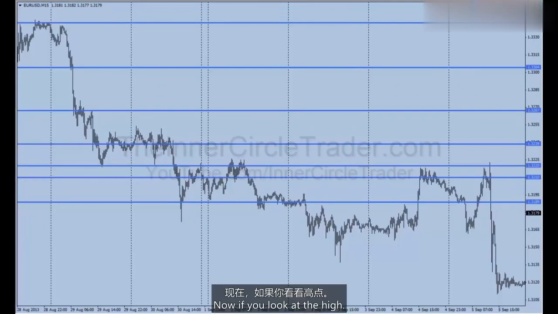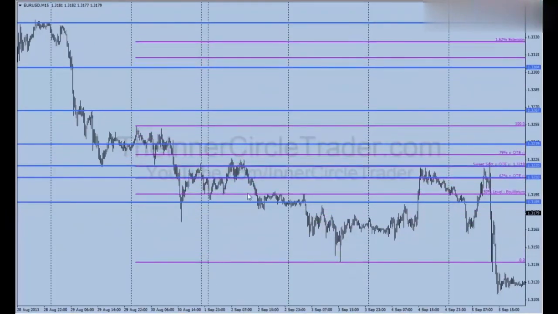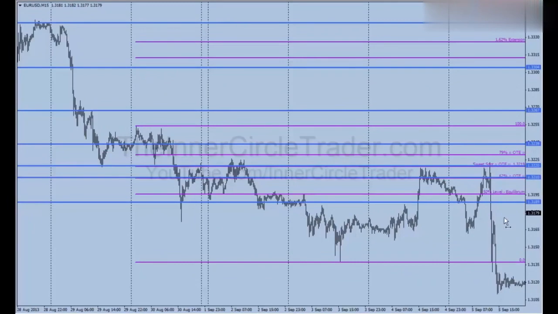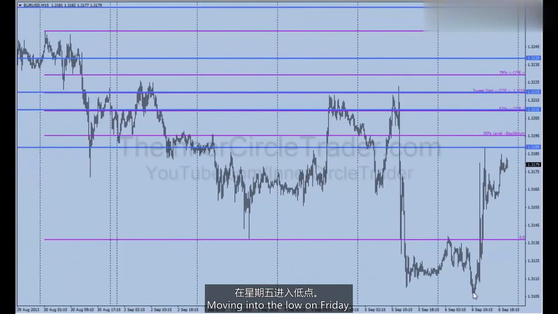Now, if you look at the high down to that low formed here on Tuesday, we have this high and we have this low. See what we have here? Price comes right up to that sweet spot. Boom. Hit that right on Friday, I'm sorry, Thursday, and traded lower, moving into the low on Friday.